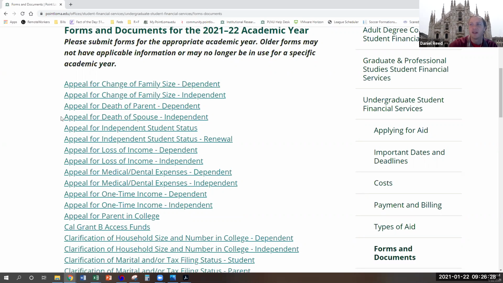If there's a death of a parent or death of a spouse, then this specifically asks for the information for that situation. If we're looking for an independent appeal, that's a form specifically for that situation. If we're just renewing that independent appeal, trying to get the information specifically for that. So I think you get the idea. Our most common one, loss of income. So I'm going to go ahead and click into that one.